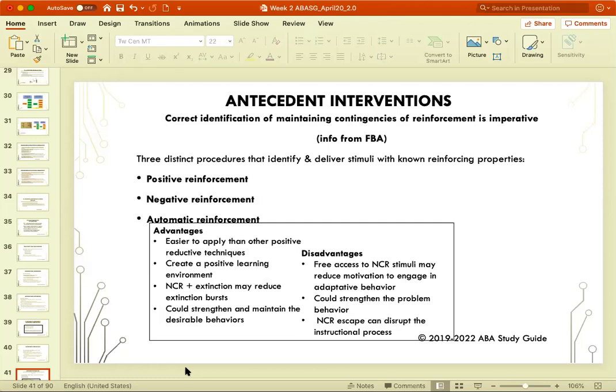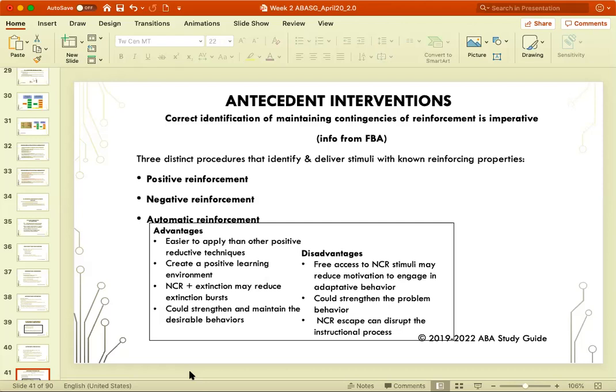It could also strengthen the problem behavior. So there's that chance pairing. If right on her variable time of 2 minutes, I'm about to give her attention, she kicks me in the shin, I may strengthen that shin kicking behavior just because of the temporal contiguity of me giving her that attention. That is a disadvantage to consider. And then NCR escape can disrupt the instructional process.